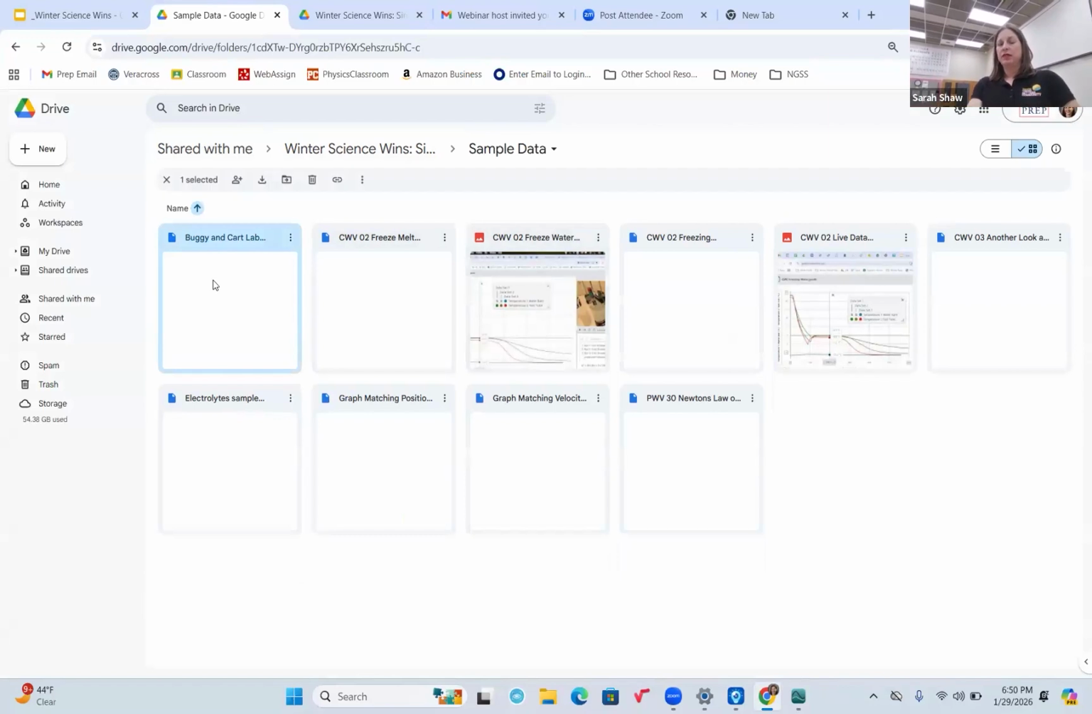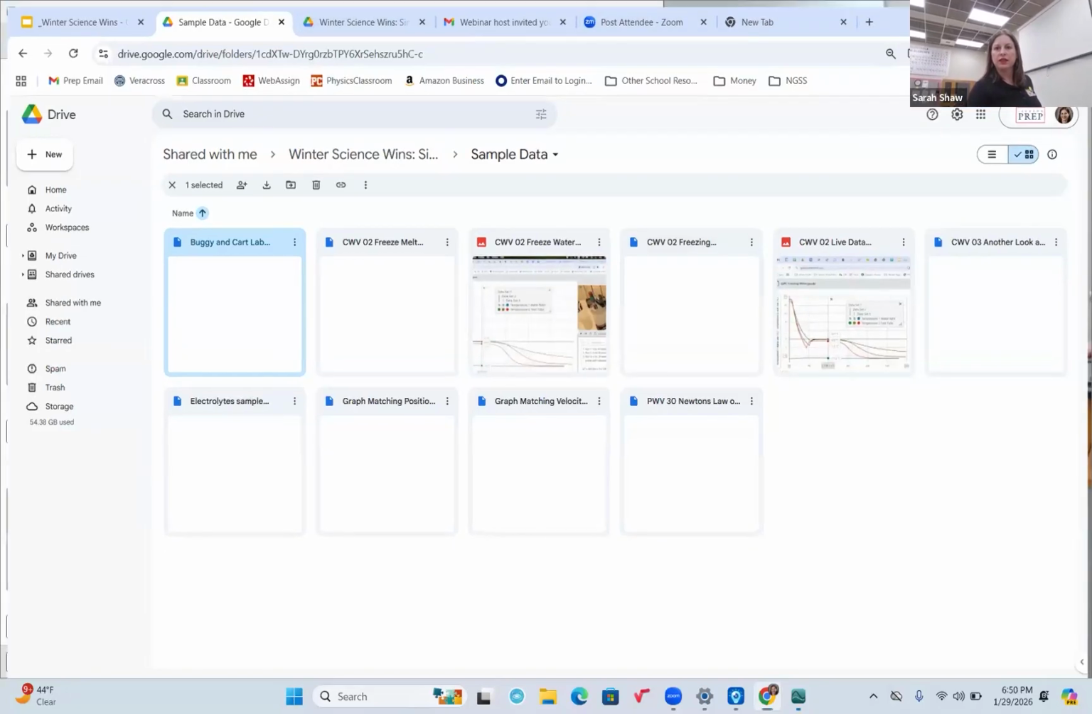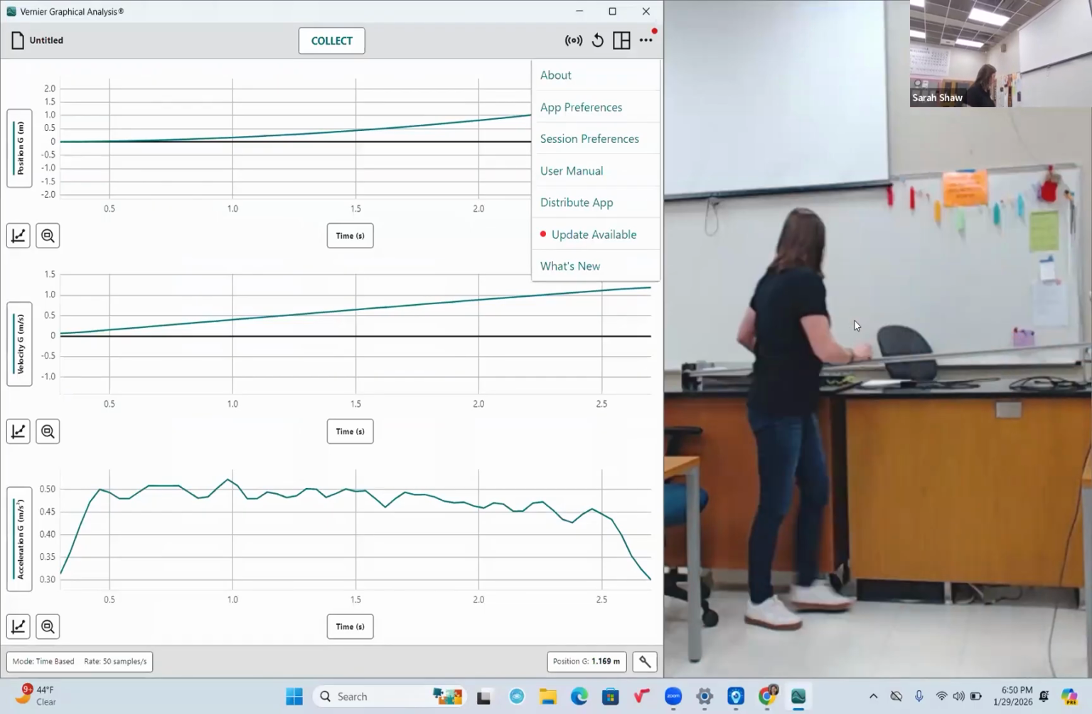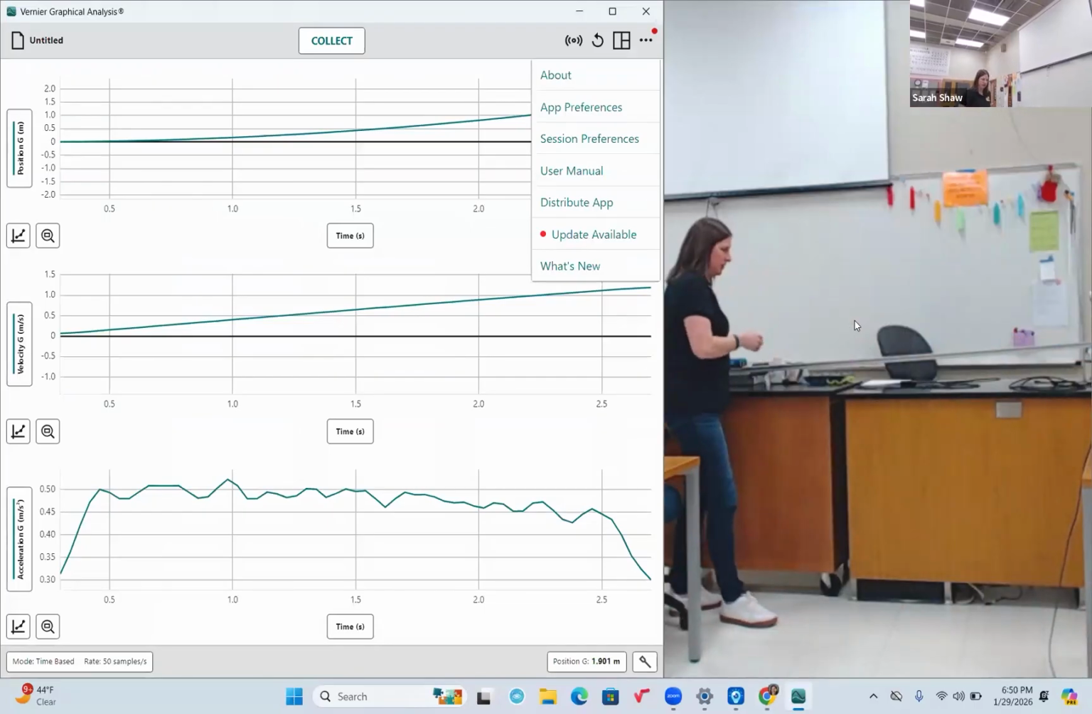I've got the cart, and I've got all four scenarios. I've got accelerating down the track in the positive direction, up the track. When the students go up the track, I just tell them to start collection and then give it a gentle tap. The smart carts make it much easier.